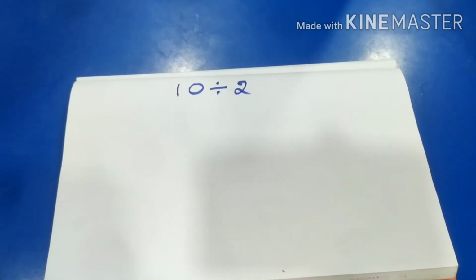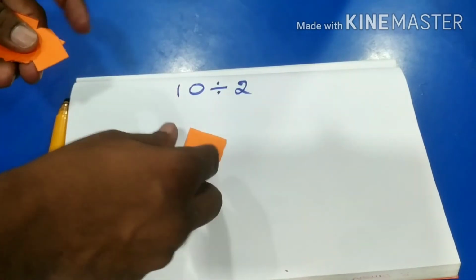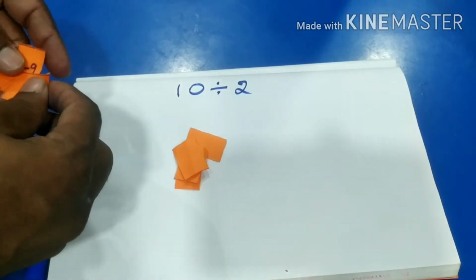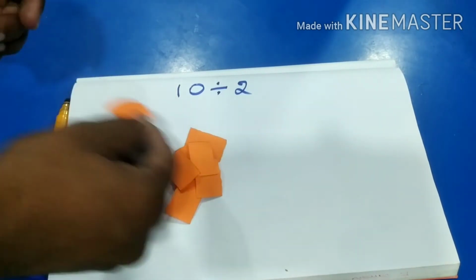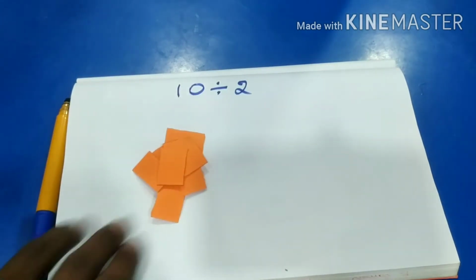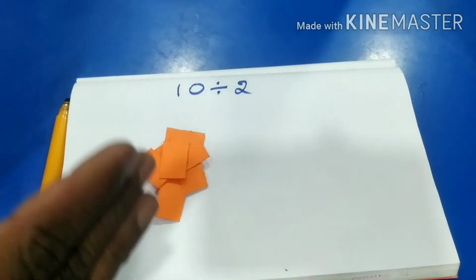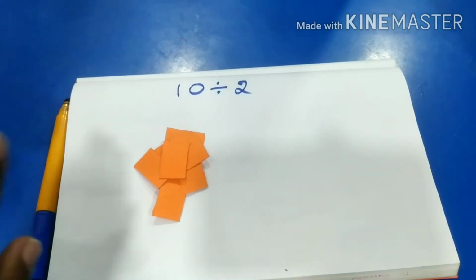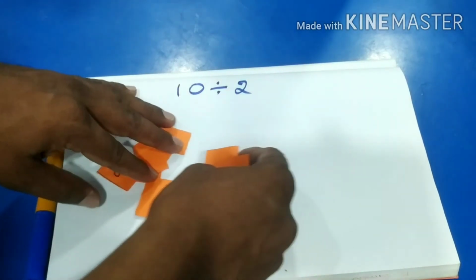10 whole parts divided into two parts. Then what is your answer? Let us take 10. See, 1, 2, 3, 4, 5, 6, 7, 8, 9 and 10. We have 10 parts. In this 10 whole, we are dividing into equal parts. Then how many parts will each one get? So let us see how many equal parts we have to divide.